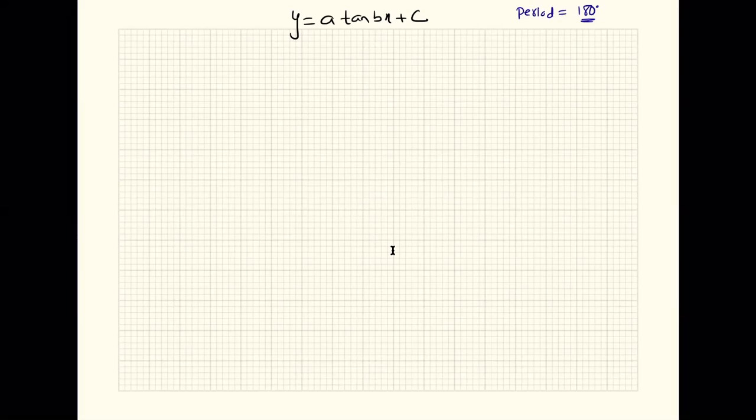Also we discussed that there is no concept of amplitude. So the value of a is just going to be called the coefficient of tan x. It is not going to be referred to as the amplitude, ठीक है। b will tell you the number of cycles again, but in 180 degree. And c is again the axis of rotation. It's going to stay the same.